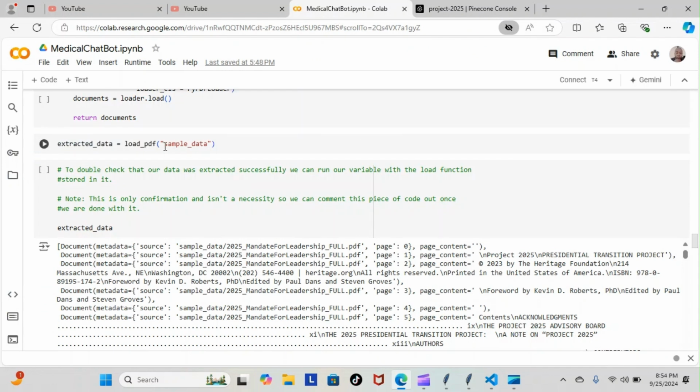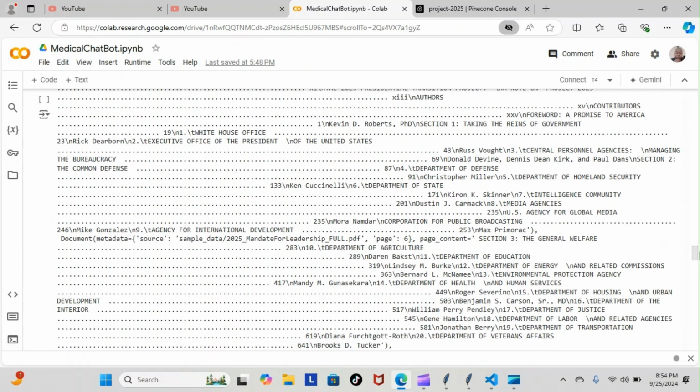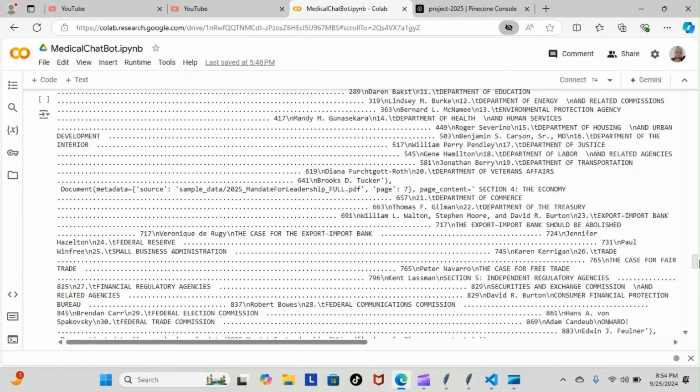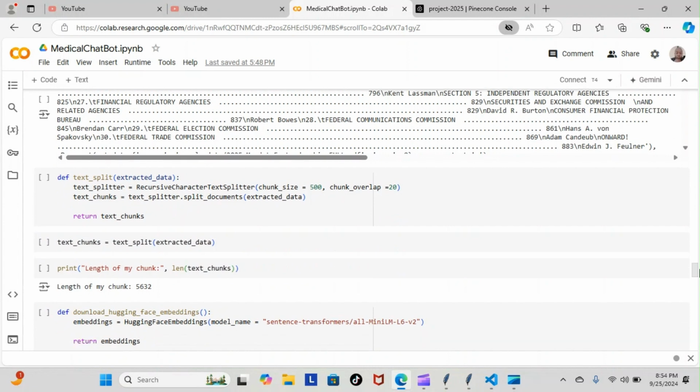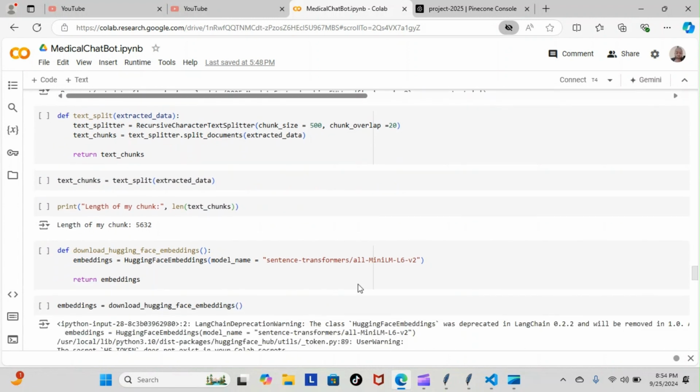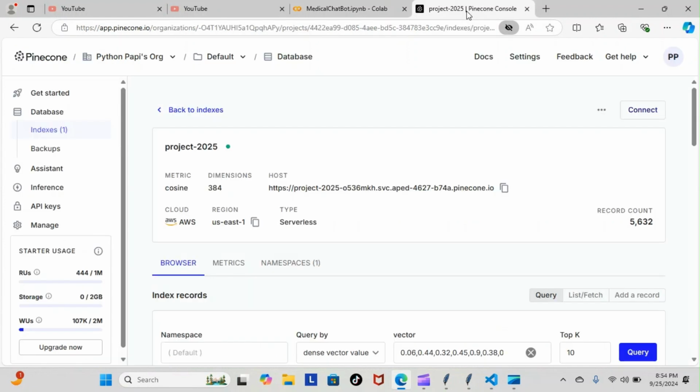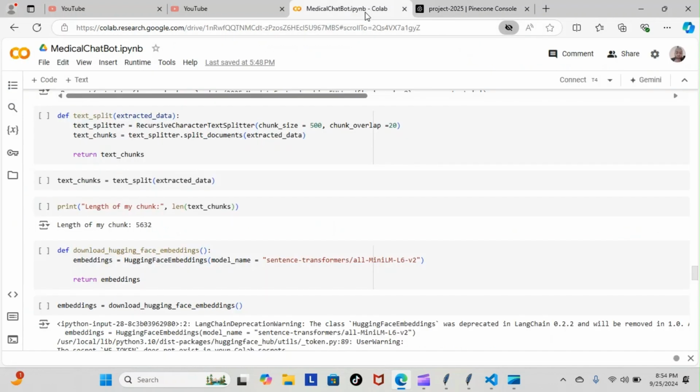You can see here we sampled our data. Then we actually downloaded the data. You can see here we brought over the Project 2025 PDF. This is the entire book, or 920 pages, I believe it was. Then we got our text chunks. Then we got our length 5632. Let's see if that matches up to what we have here. You can see our record count 5632. So everything is synced up correctly and everything is working perfectly.